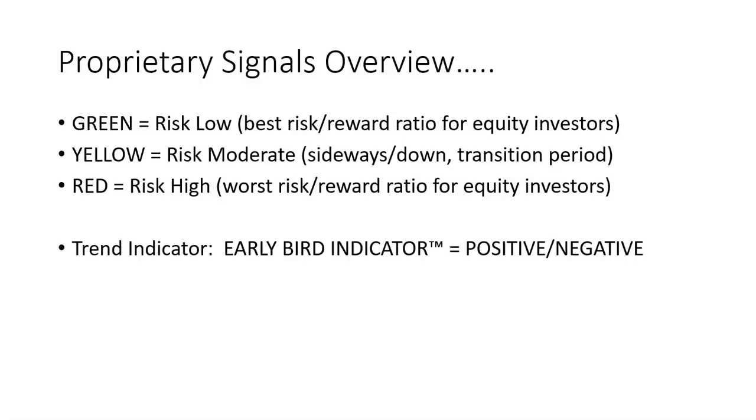And then along with the risk-based signals, I have the trend indicator. I call it the early bird indicator, and that is a positive negative indicator on the trend of the overall stock market. And I worked on the trend indicator for 7 years trying to figure out the optimal time frame, so that I know that the trend indicator is going to be positive for the bulk of most uptrends, but then negative for the bulk of most downtrends. And for my own benefit, that's what I worked on it for that long. So all of this I created for my own benefit, and I'm now making it available to you.